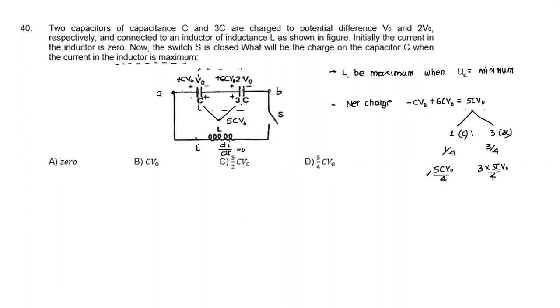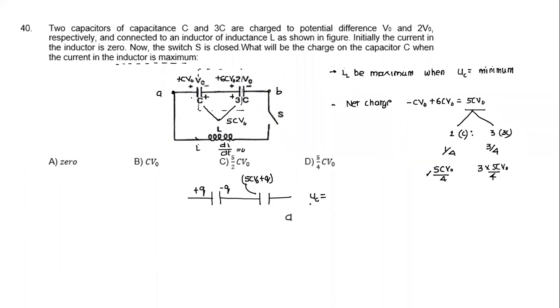The other way: if energy has to be minimum, I assume the charge on these 2 capacitors that are connected. Another way of solving this question is to let the charge on this capacitor be Q. This becomes minus Q. Since the total charge on these 2 plates put together has to be plus 5 CV0, the charge on this becomes 5 CV0 plus Q. Again, in this second way of finding, we'll calculate the energy stored in the capacitor, and find the value of Q so that it becomes minimum.